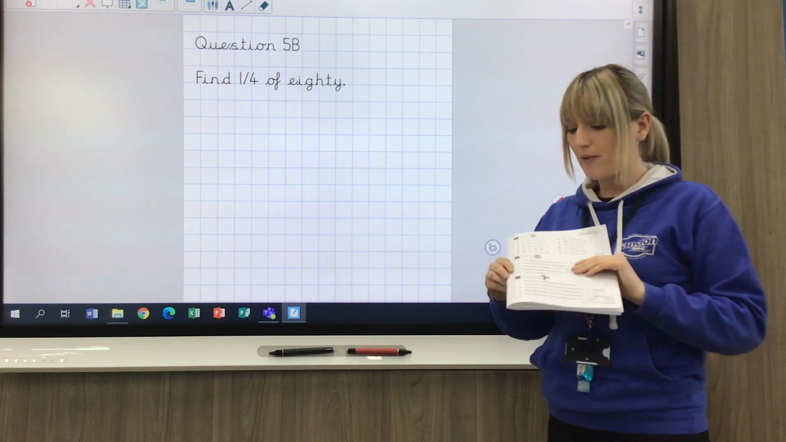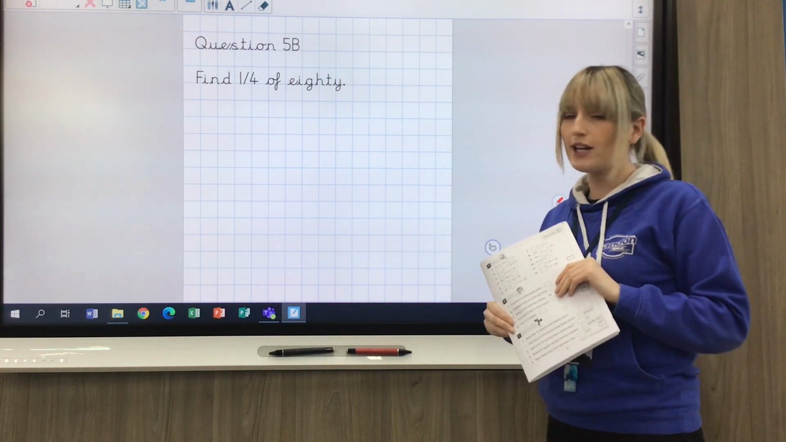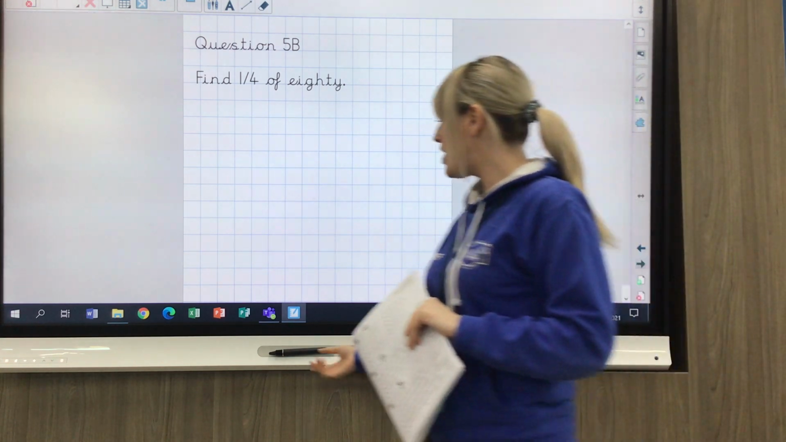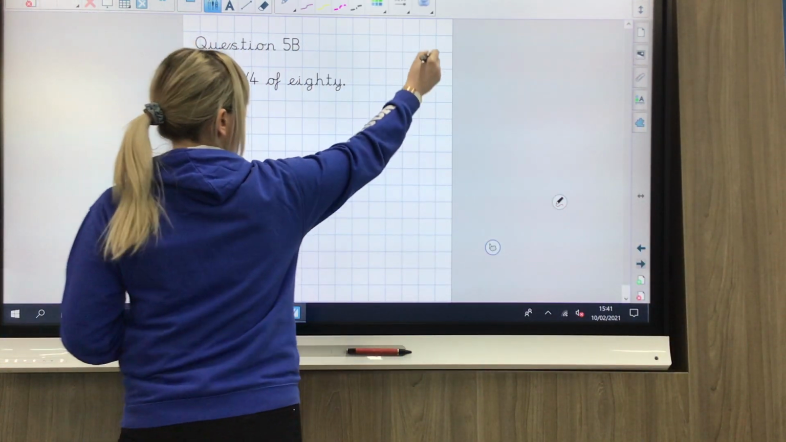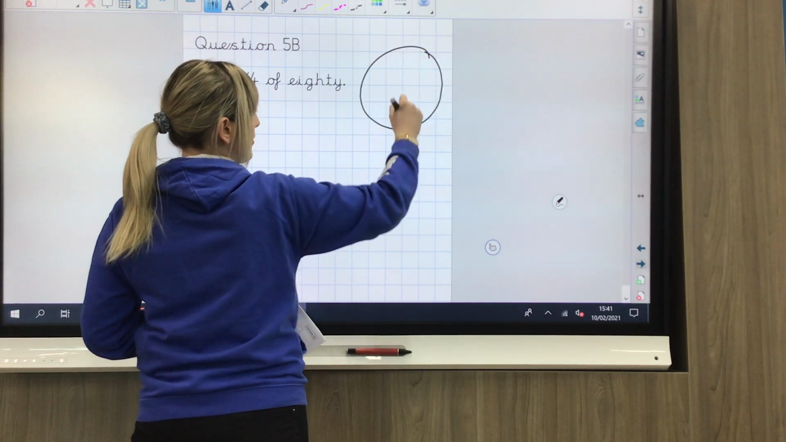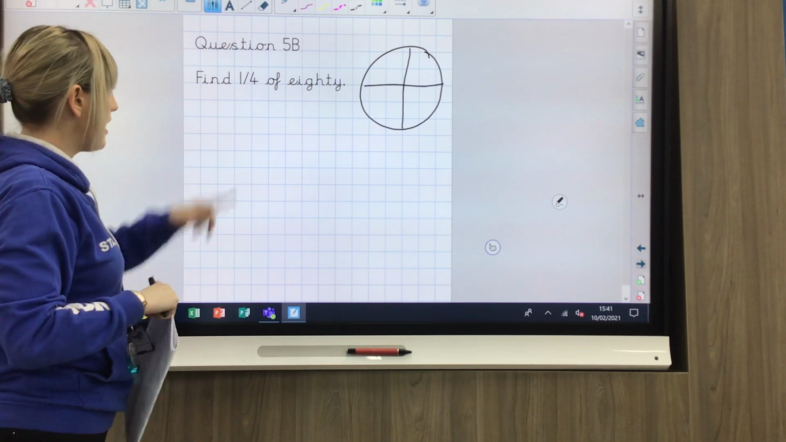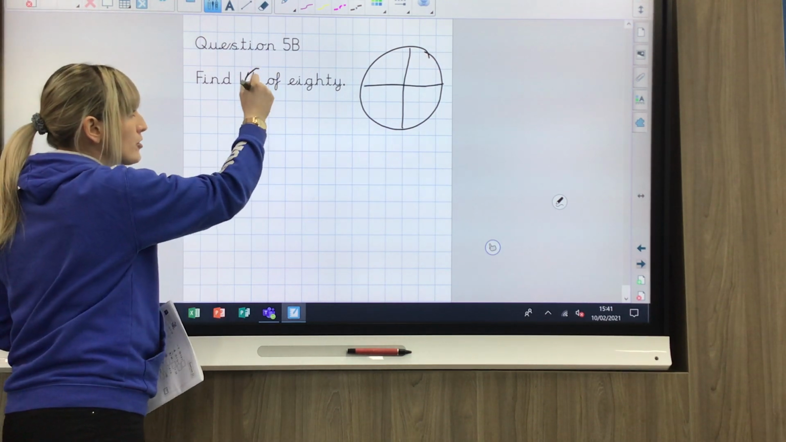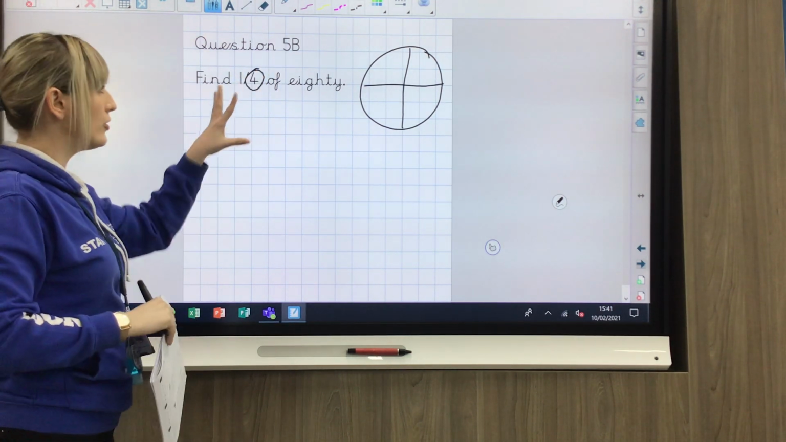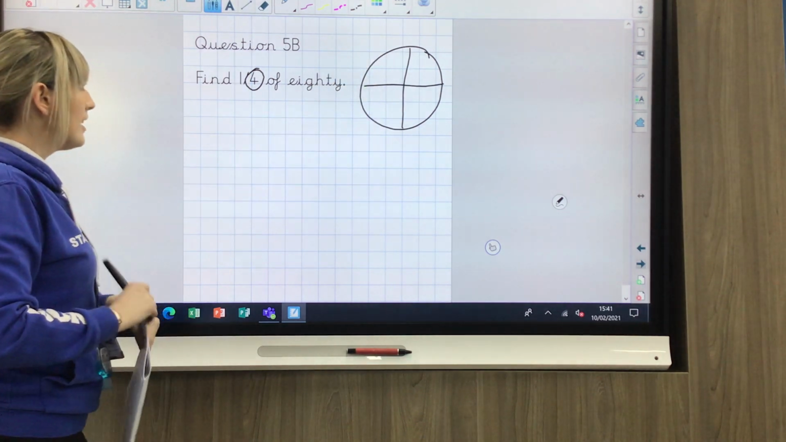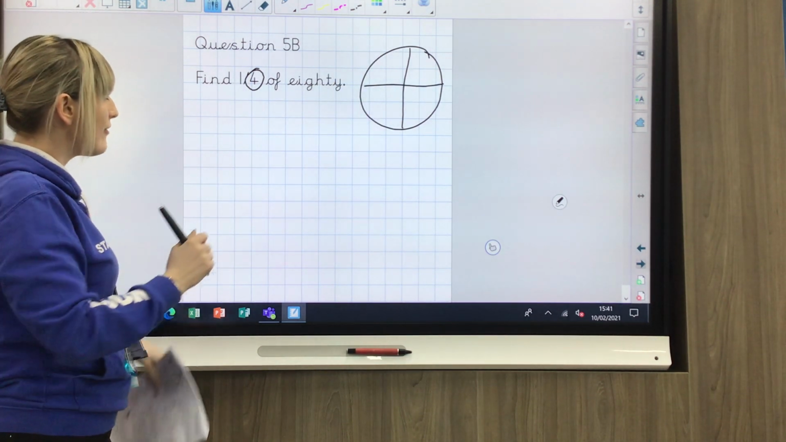Question 5B says, find a quarter of 80. Now, I know if I'm finding a quarter, I'm splitting something into 4 equal parts. And my denominator, my bottom number of the fraction, is 4. So that tells me I've got 4 equal parts. Now, I need to find a quarter of 80.